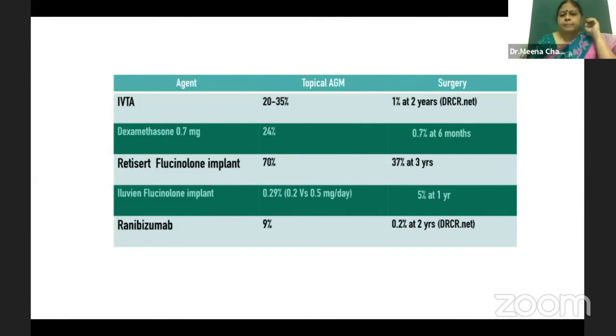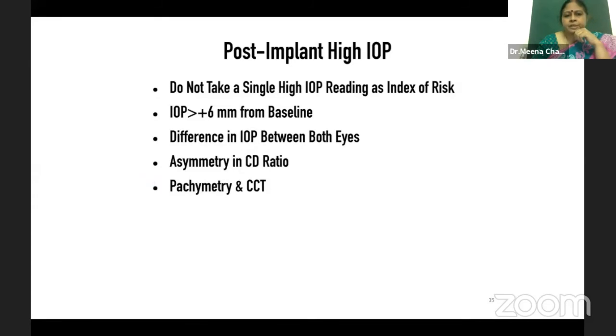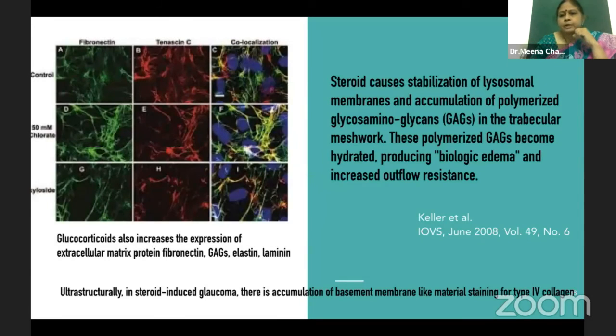The requirement of surgical management or topical anti-glaucoma medication following use of steroids is given in this slide, and the maximum pressure elevation is seen with the fluocinolone implant. We commonly use the dexamethasone Ozurdex implant, which has less tendency to raise the intraocular pressure. So do not take a single high reading of intraocular pressure post-injection as an index of risk. Compare the pressures between both the eyes, look at the difference in IOP, look at whether there is an asymmetry in the cup-disc ratio, correlate your intraocular pressure with the pachymetry readings, and then come to a conclusion as to whether your patient requires treatment for the elevation of intraocular pressure post-intravitreal injection.